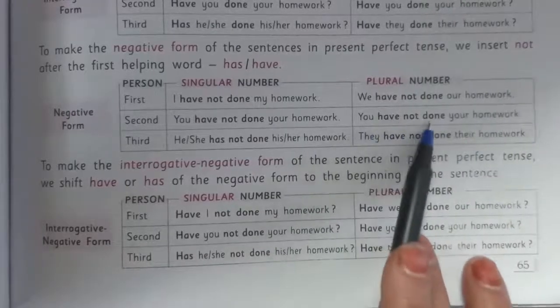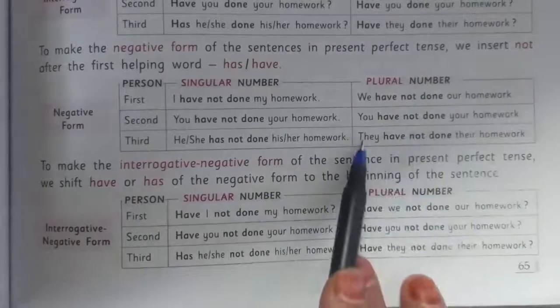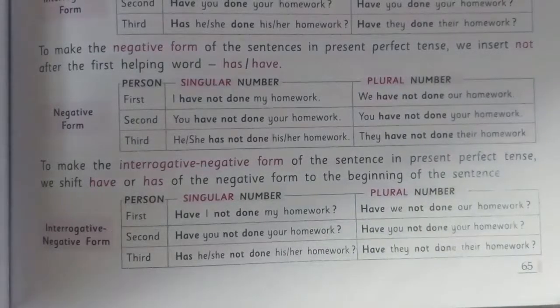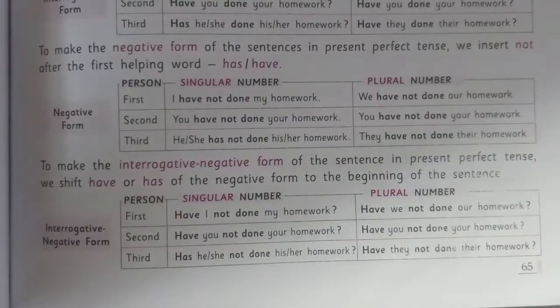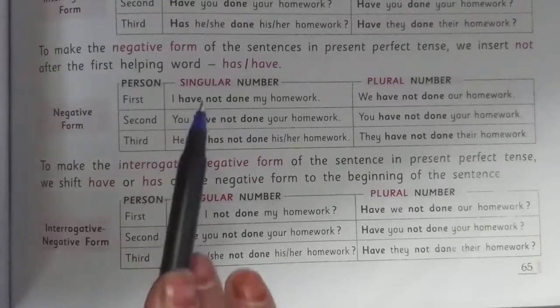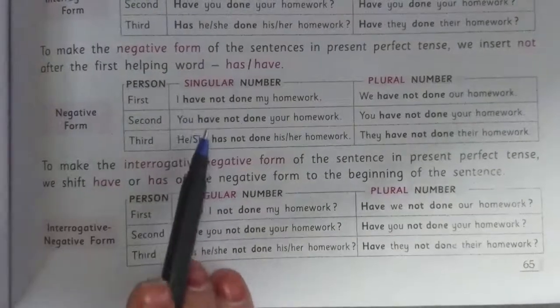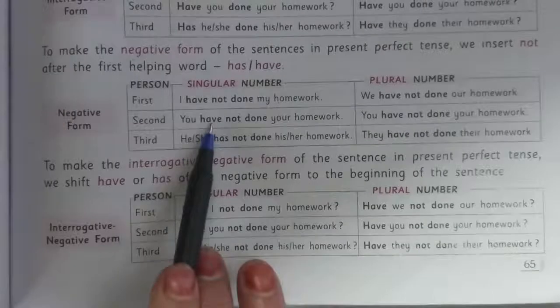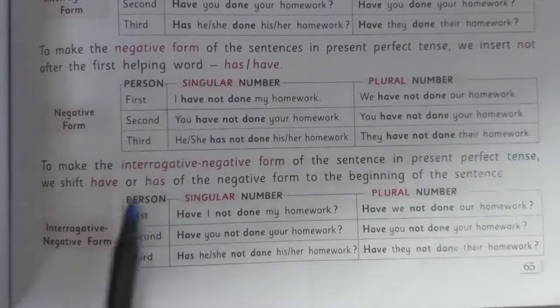You have not done your homework. They have not done their homework. So we are inserting not after has or have. Now, to make the interrogative negative form of the sentence in present perfect tense, we shift has or have of the negative form to the beginning of the sentence. So we are shifting this has or have to the beginning of the sentence.